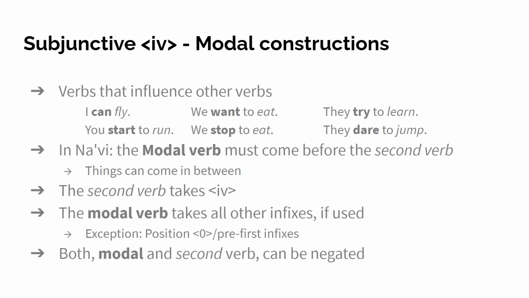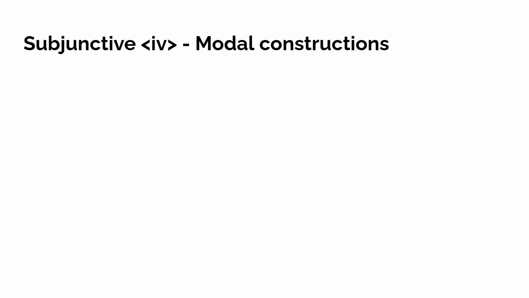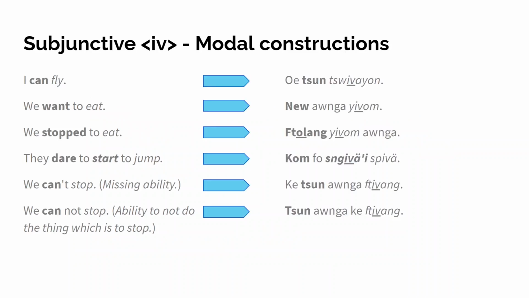Both modal and second verb can be negated. That's something we don't do in English, so it's probably a bit confusing at the beginning, but I will show an example, then you will see what the meaning difference there is, because sometimes there is actually quite a difference in meaning, which one you negate. But let's look at some examples.